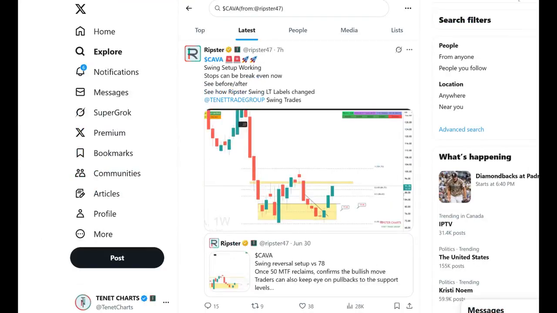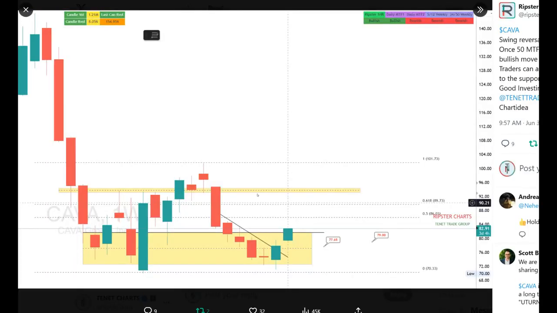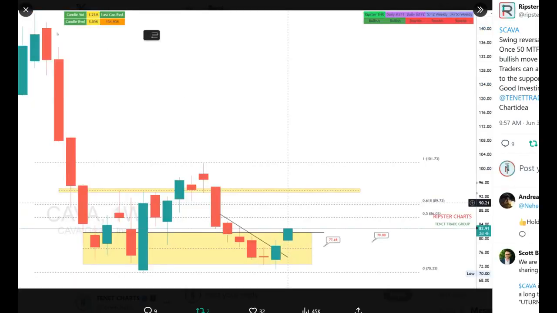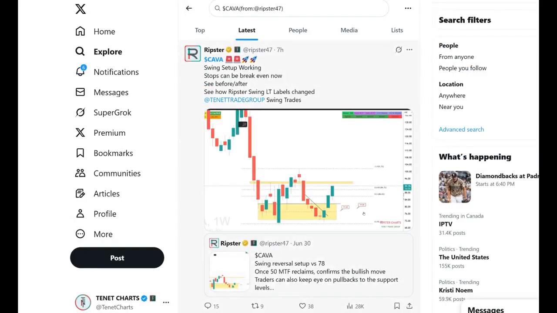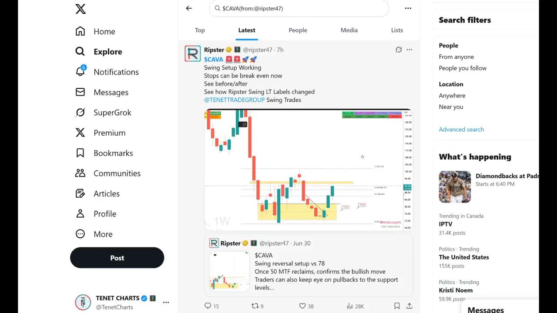So that was SOFI. So what was CAVA? CAVA was another swing trade that I gave back. So CAVA swing trade, risk 78. Once we've reclaimed the 50 MTF clouds, we're gonna push higher. So that was the setup. It was a weekly chart setup. It was trading at 82, 83 at that time, and now it's trading at 91, closer to 92. It actually hit this resistance level. So you see that you're again doing a 10% swing in less than a month.